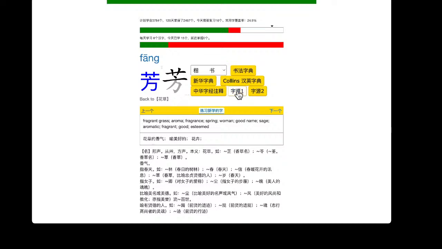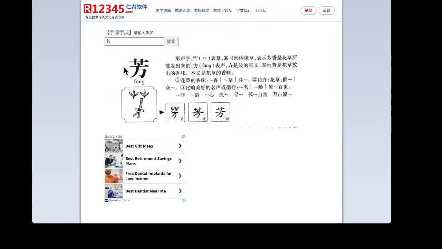Let's take a look at the character itself. It's also grass radical on the top, and then fang on the bottom. Now, fang means release. Release what? Release aroma and fragrance. So you can see fen and fang have very similar meanings.